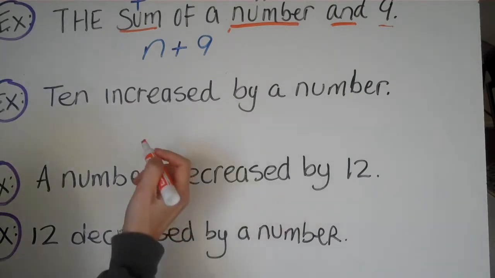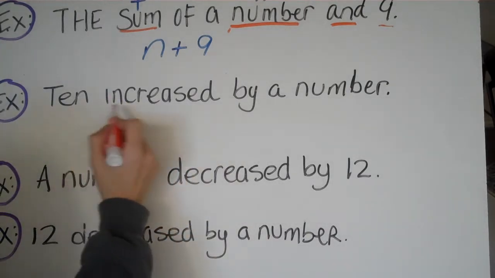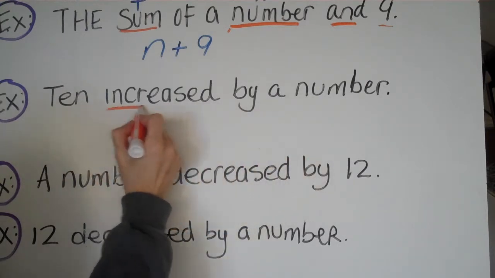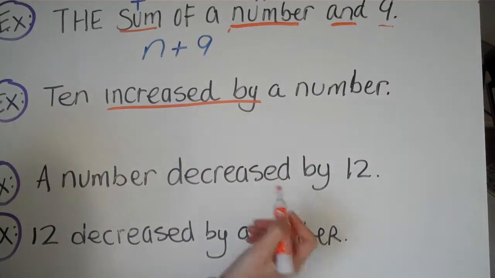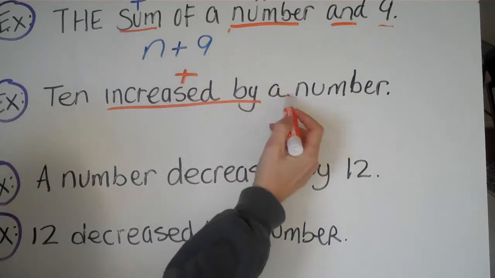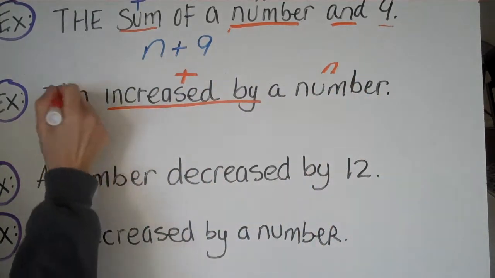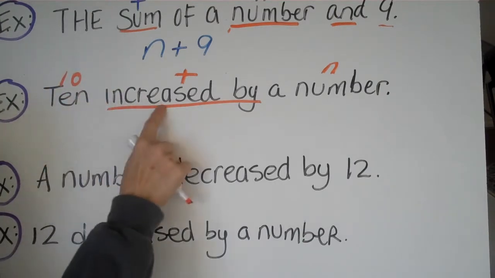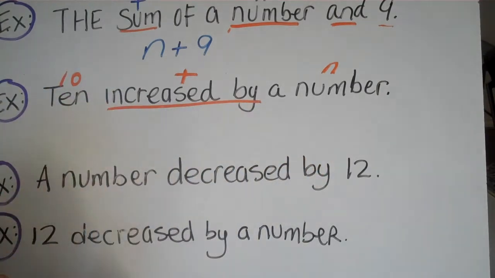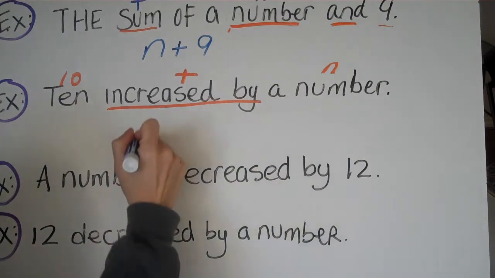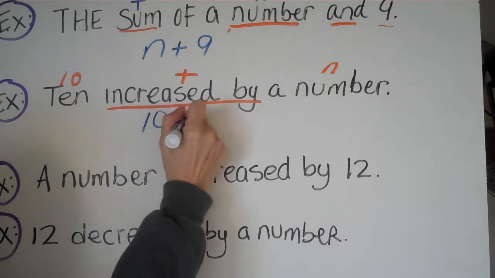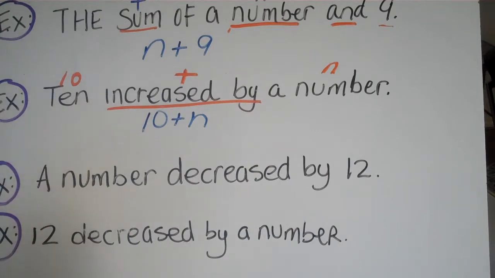So let's look at what's important here. 10 increased by a number. So increased by, that's also addition, right? A number, that can be n. 10 plus n. That's pretty straightforward, right? So 10 plus n would be your equation. Okay, let's do another one.